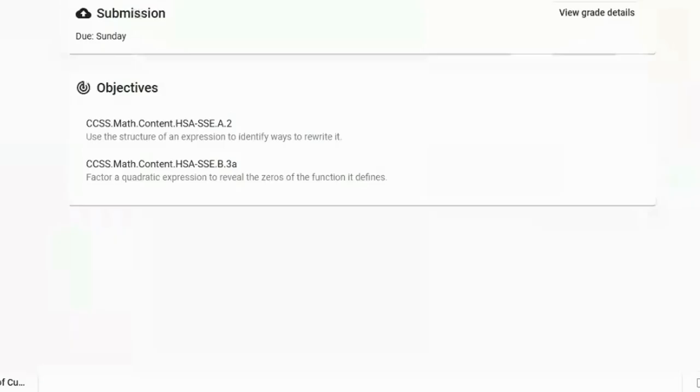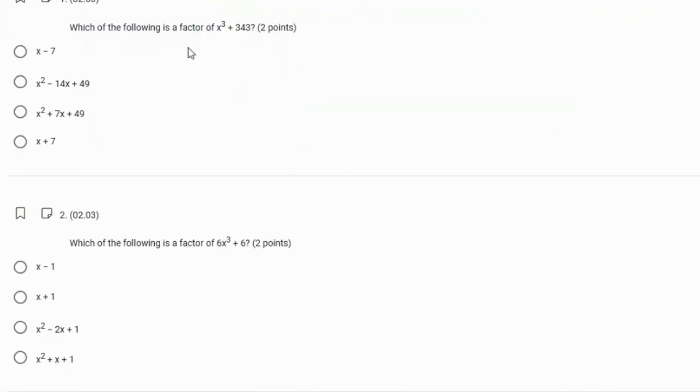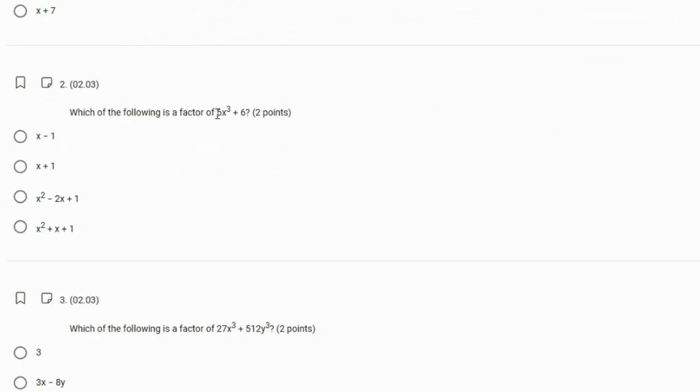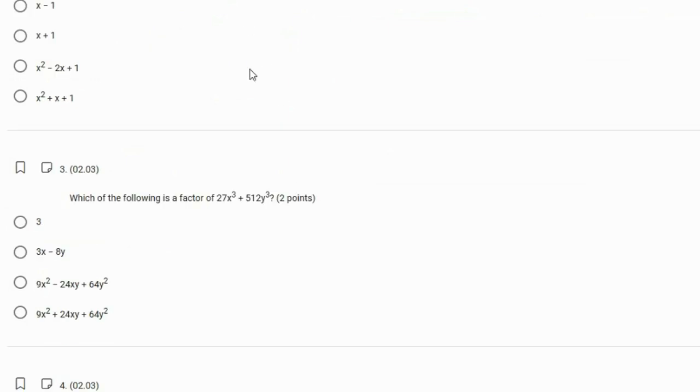All right, let's look at the assignment for this one. Which of the following is a factor of x to the third plus 343? One of these is a factor. Which is a factor of 6x to the third plus 6? One of these is a factor. Because you look at that and you think, well, that's not a cube. Well, it is if you factor out a 6 first, because that has a greatest common factor. Then it's just x to the third plus 1 times 6.